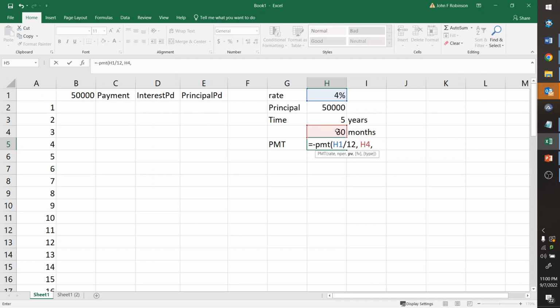And lastly, it's asking for PV. That stands for present value. So I'm going to click on this principal. And close out parentheses, and get a payment. So I would need to make payments of $920 a month to pay off a $50,000 loan in 5 years.